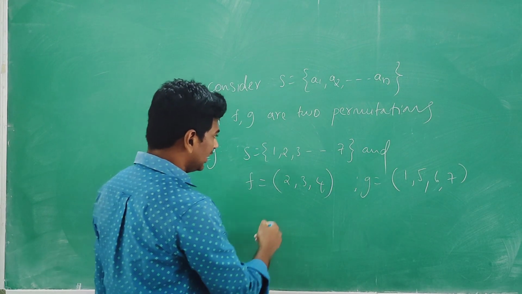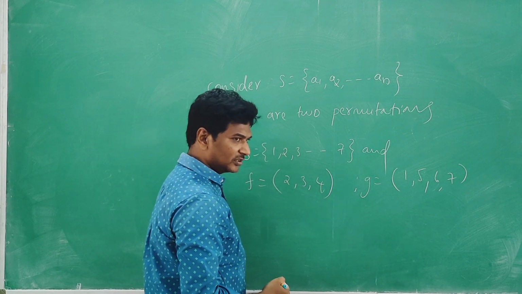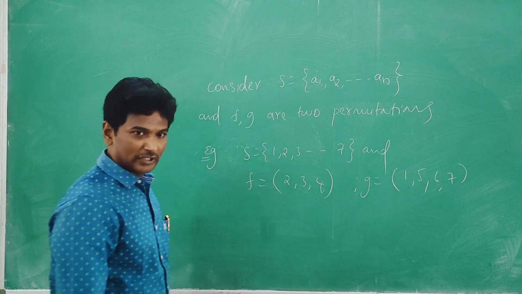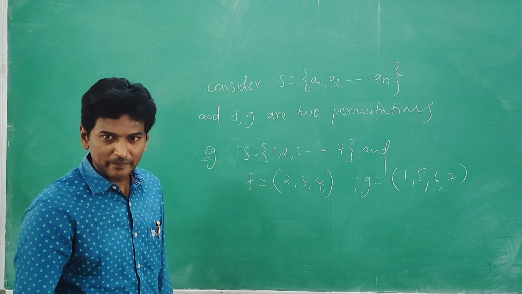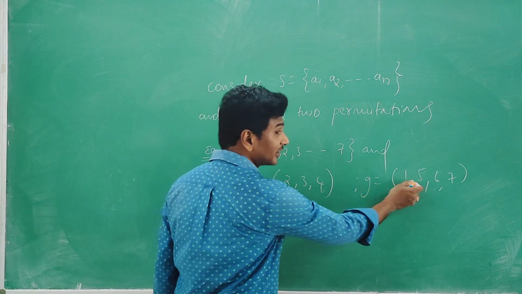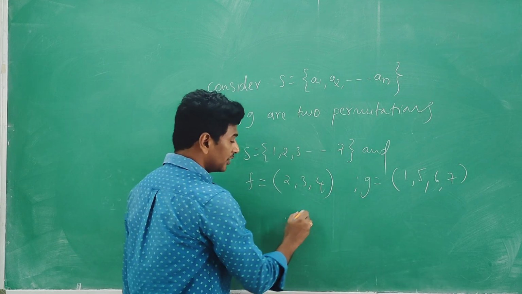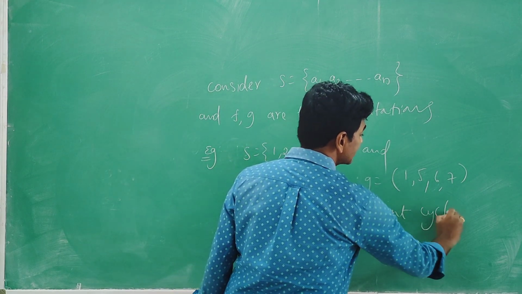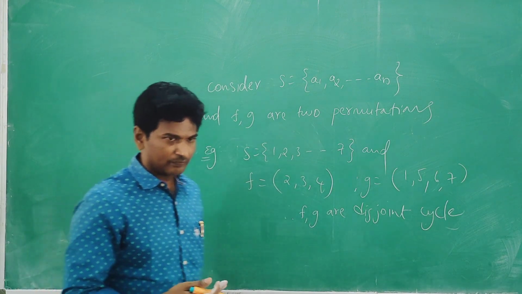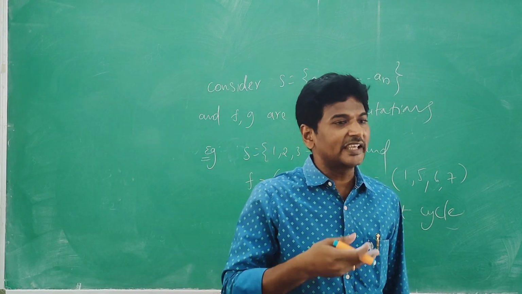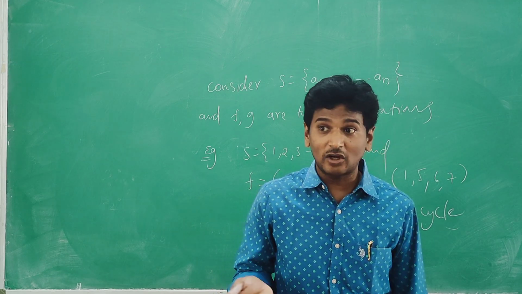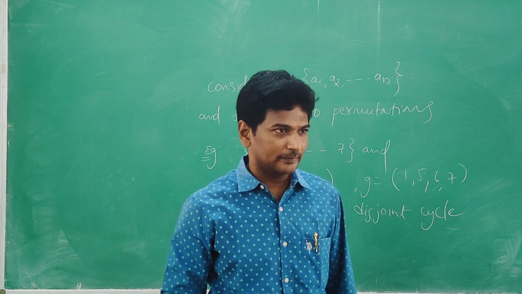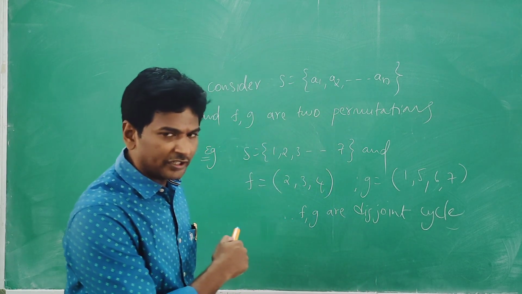We observe from these two permutations, no common element. Any common element is there? No. Therefore F, G are disjoint cycles. First they give permutations. After the permutation is given, we have to find their cycles. After finding the cycles, we have to find out whether they are disjoint or not. Clear? This is the disjoint cycles.